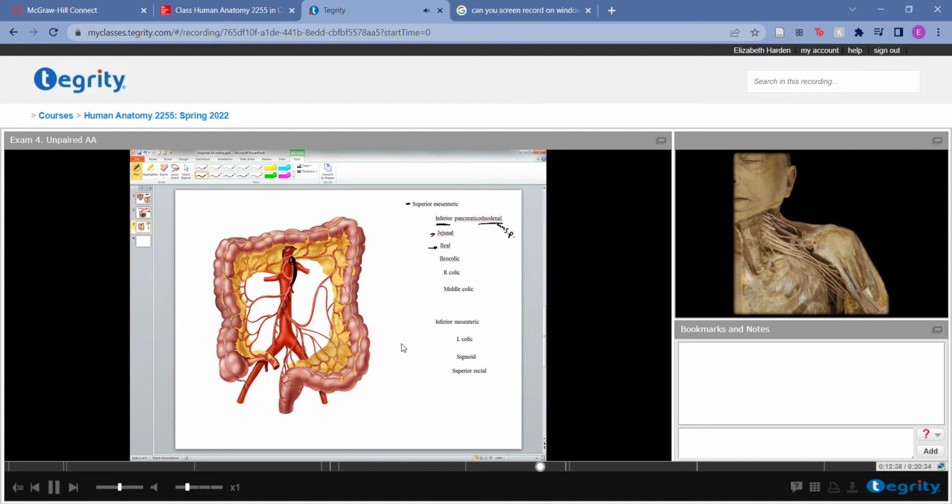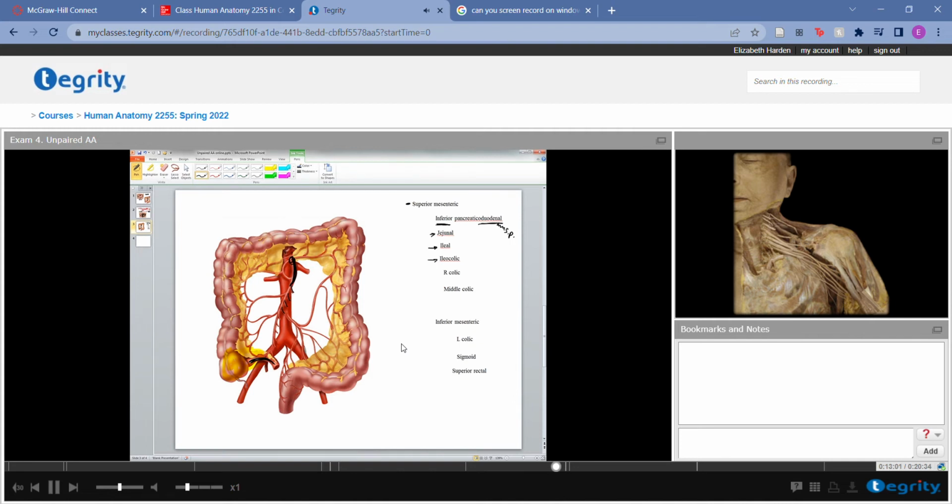Now you'll see here that they do have the last part of the small intestine, the ileum, and how it connects with the first part of our large intestine, the cecum and the ascending colon. So this area here would be where the ileum meets the cecum. And therefore that artery that's going to be supplying that is going to be our ileocolic.